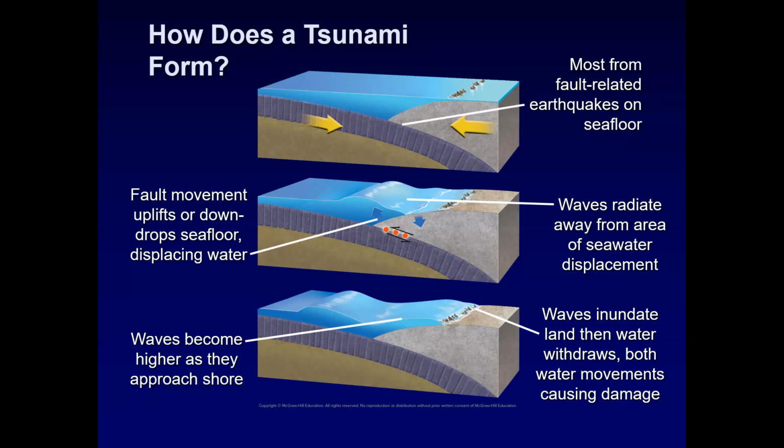Tsunamis radiate away from the disturbance, and they can travel between 600 to 800 kilometers per hour. In deep water, that wave may only be a meter or so high, but as it approaches the shoreline, you have a lot of friction increasing, and the energy concentrates and becomes a massive wave.